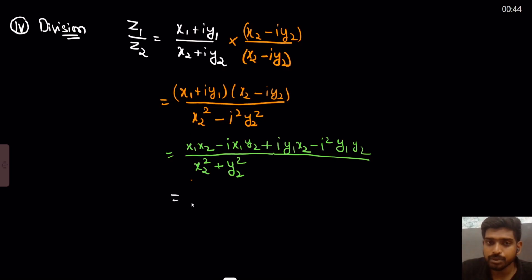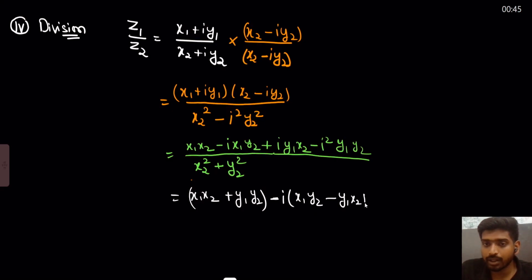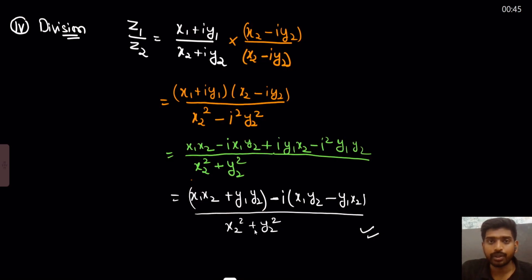Now next, here I have x1 x2, which I'll write as it is, and here minus of iota square. Minus of iota square is plus 1 because iota square itself is minus 1, so minus of minus 1 is plus 1. So here I'll get plus y1 into y2, and from these two terms I'll take minus iota common. So this will be x1 y2 minus y1 x2, divided by x2 square plus y2 square. This is how we will divide. This is my resultant complex number.